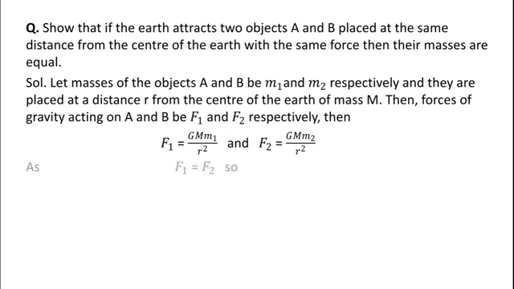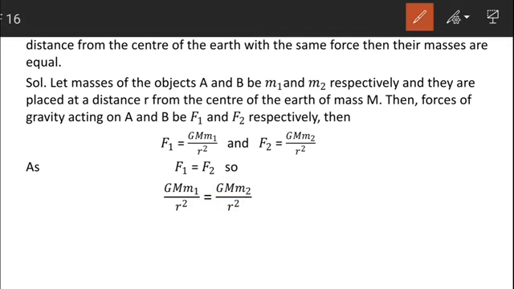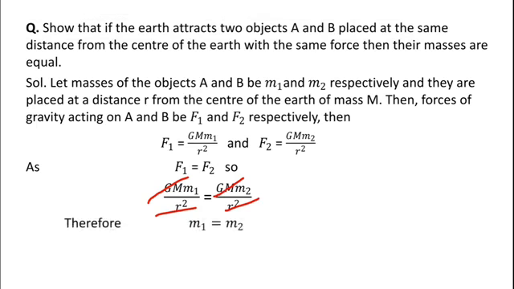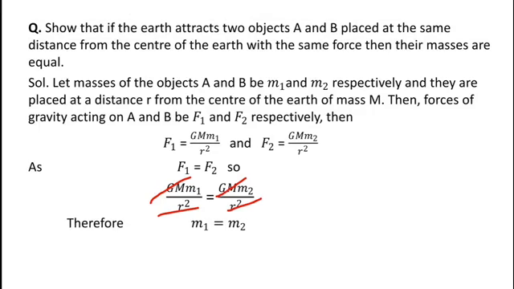Now it is given that F1 is equal to F2 according to the question. So we can write, G capital M into m1 divided by r square is equal to G capital M into m2 divided by r square. Now here G into capital M is cancelled out, r square is also cancelled out. Then we get m1 is equal to m2. Hence it is proved that if Earth attracts two objects placed at the same distance from the center of Earth with the same force, then their masses will also be equal.